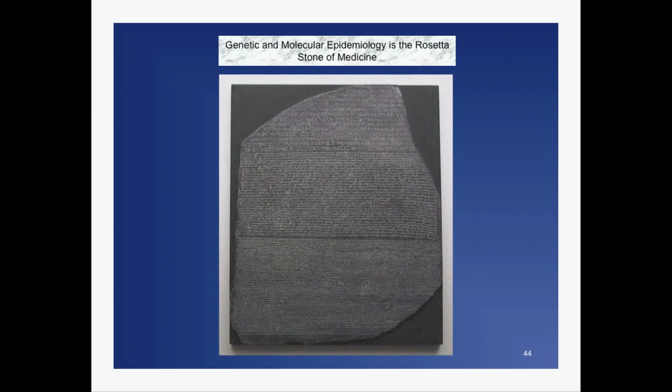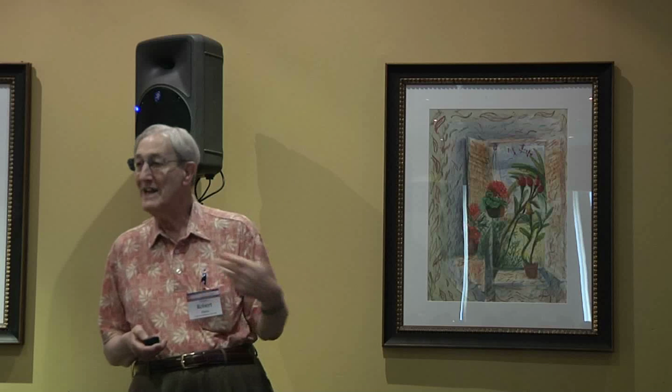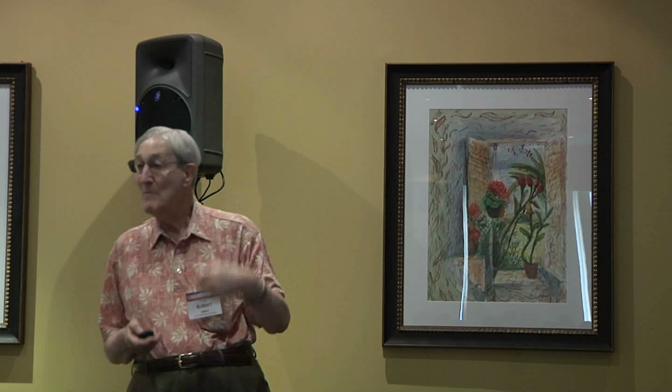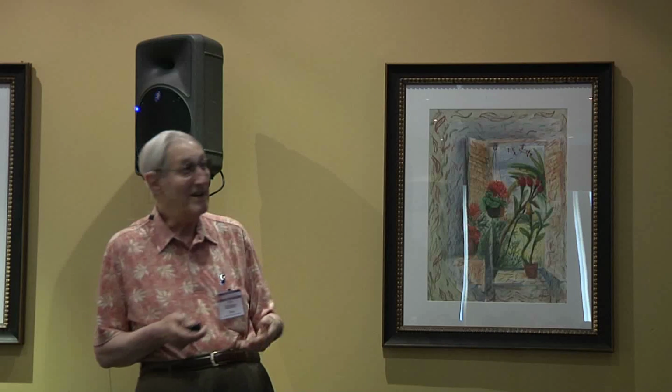This, I think, is the important thing. I have this outside my office, the Rosetta Stone. I stole it from the British Museum, by the way. And I think we're getting closer to the Rosetta Stone, and next generation sequencing will certainly help a lot.